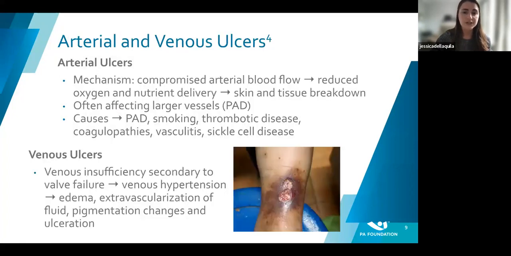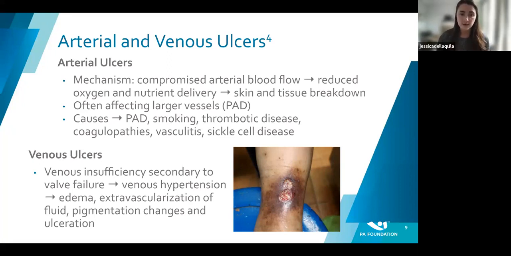So next we're going to get into arterial and venous ulcers. A lot of this might be a bit of a review from PA school material, but for arterial ulcers, the mechanism, the pathophys, is limited arterial blood flow that will in turn decrease oxygen and nutrient delivery to the area. And of course, without nutrients, we start to have tissue and skin breakdown. Risk factors for this would be smoking, a sickle cell patient, any type of vasculitis.